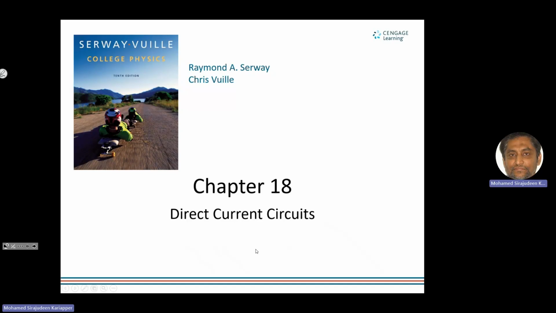It's a new chapter. So we go into circuits and currents. We look at a circuit, where we connect resistors with batteries and see what happens. Electric circuit.